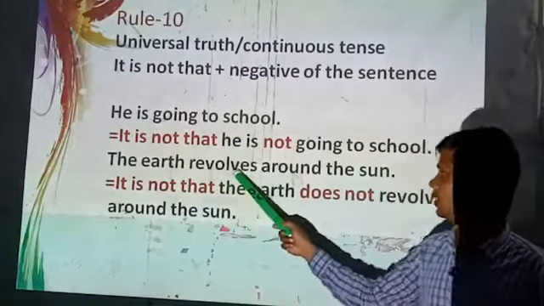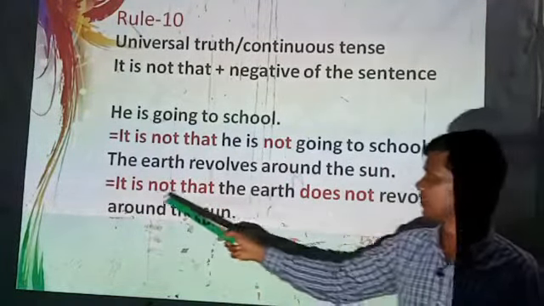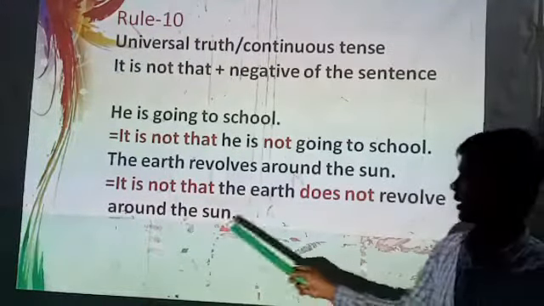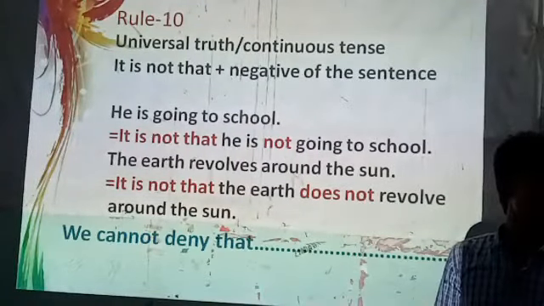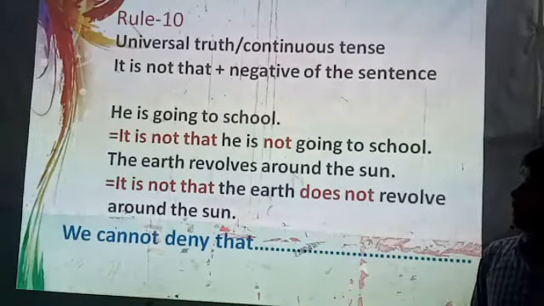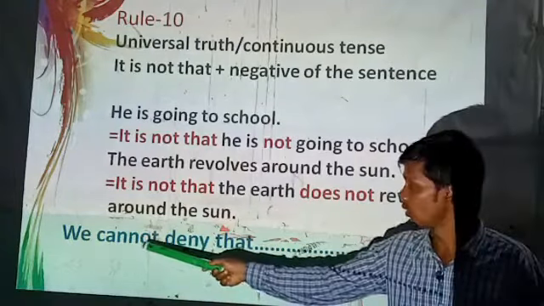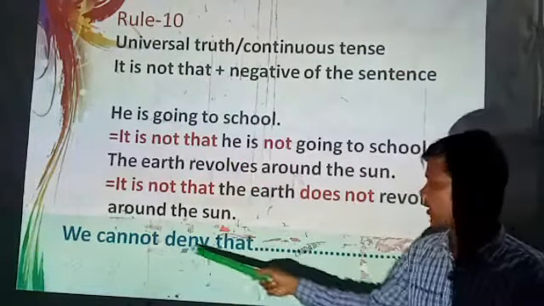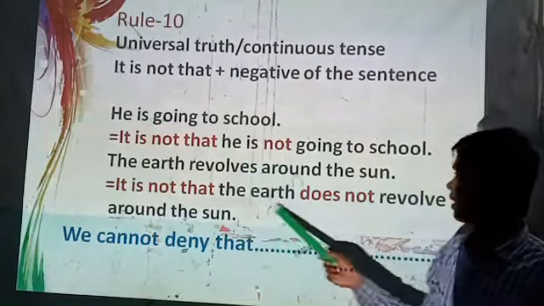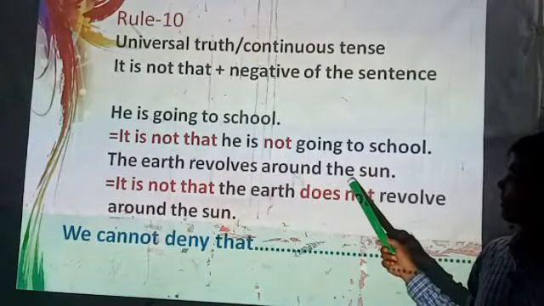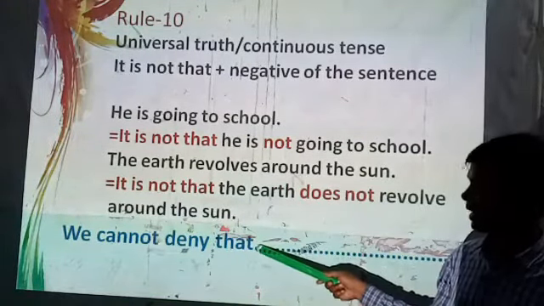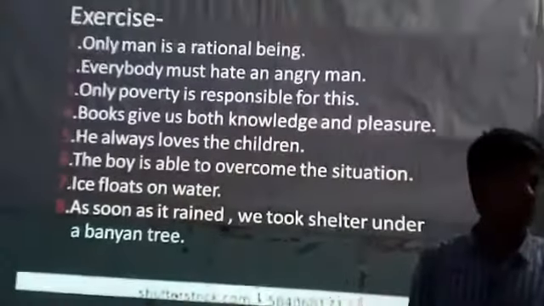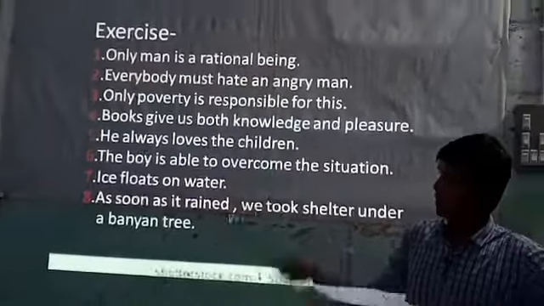The earth revolves around the sun. It is not that the earth does not revolve around the sun. You can also transform the affirmative sentences in this way. We cannot deny that he is going to school, or we cannot deny that the earth revolves around the sun. In this way you can change affirmative sentences into negative. So dear students, this is your exercise. Do the exercise in a few minutes.